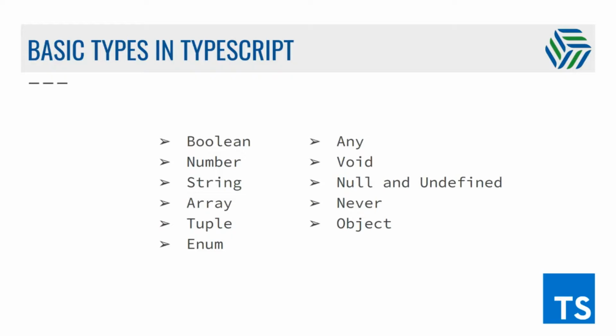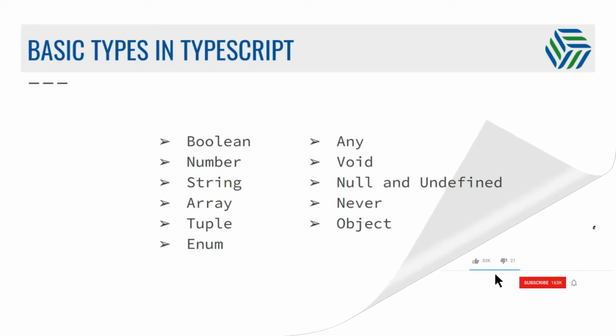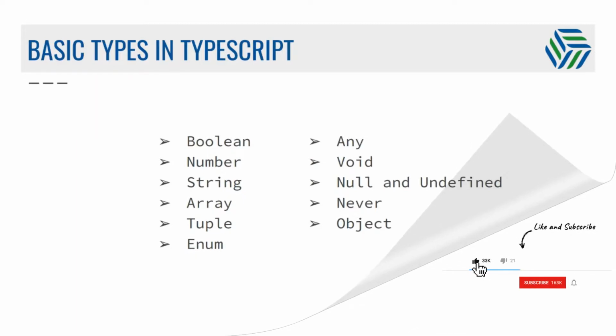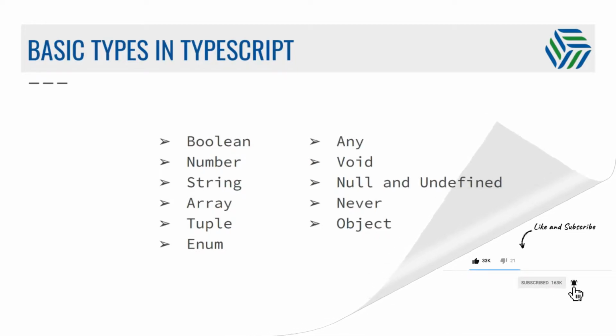These are the basic types in TypeScript. We have boolean, number, string, array, tuple, enum, any, void, null and undefined, never, and object. So we are going to see these basic types in a few seconds.